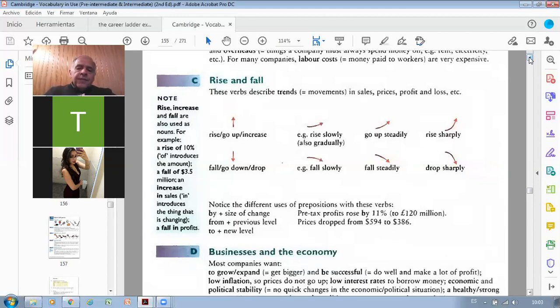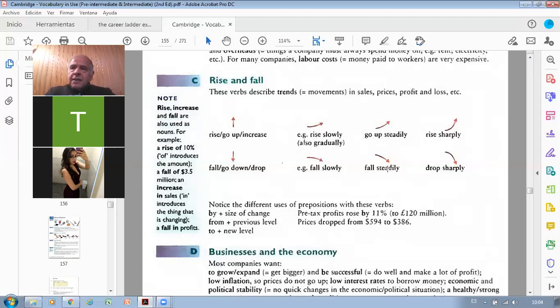This, for example, the stocks in, I don't know, Falabella rose 10%. They increase or they go up. Or in the opposite, they fall, they go down, or they drop. Also, you can have as example, rise slowly in here. Also gradually, rise gradually, go up steadily, or rise sharply. Or fall slowly, fall steadily.